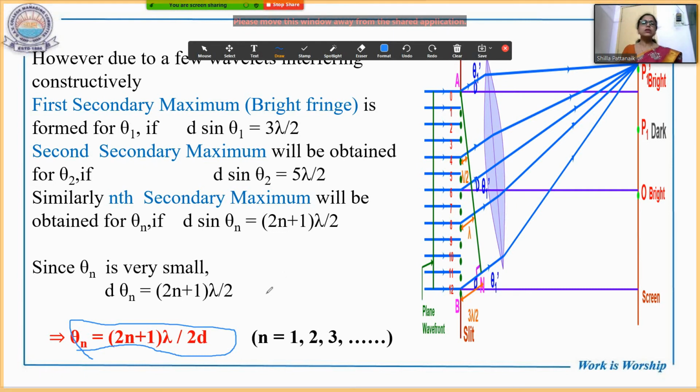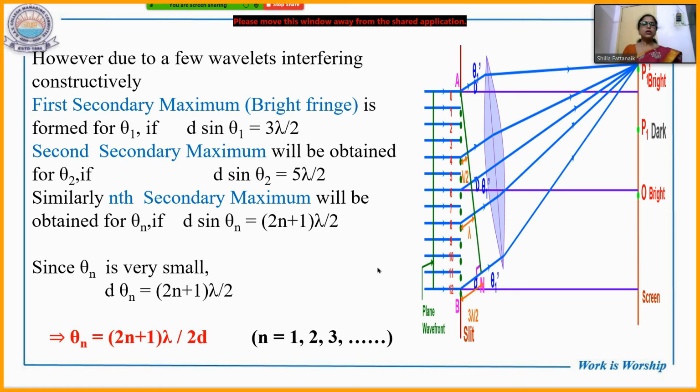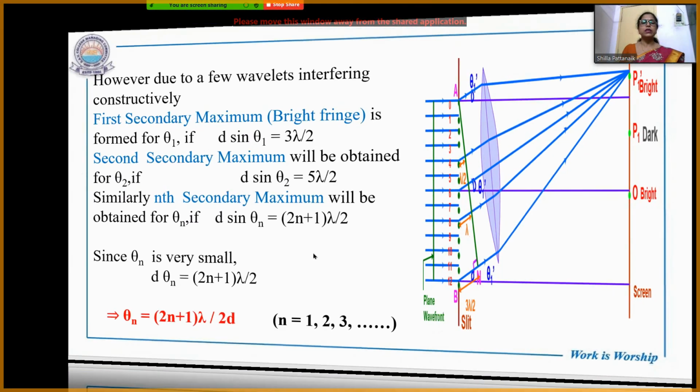What is the generalized condition for the nth secondary minima? n lambda by d. For secondary maxima, 2n plus 1 lambda by 2d. So have you understood the conditions, the angular positions where you will get the maxima and minima? Okay.